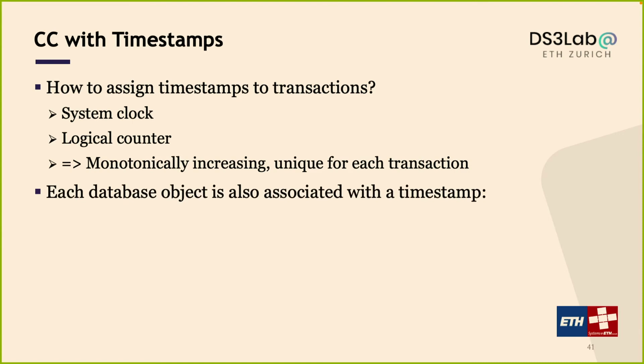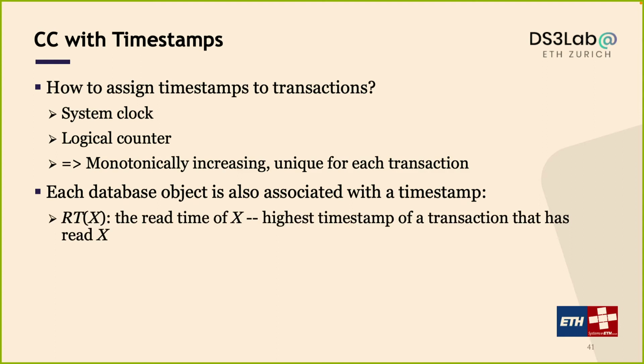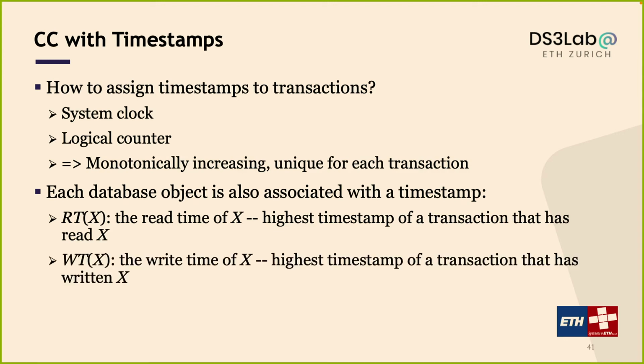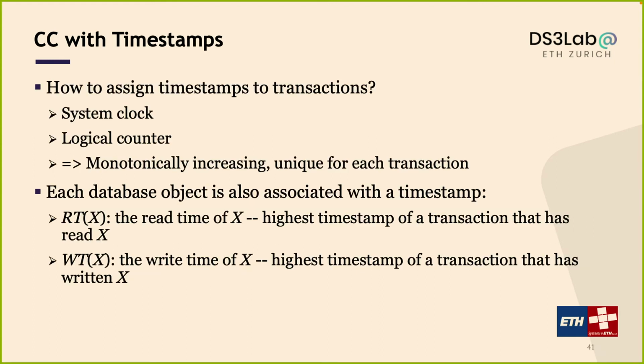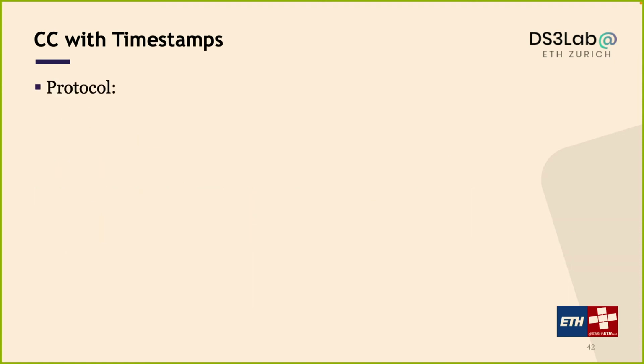And then each database object is also associated with a timestamp. The read time of X is the largest timestamp of a transaction that has read X, to make sure I do not read into the future. Okay? You have write time of X, which is the largest timestamp of a transaction that has written X. Once I have this, whenever I'm trying to read or write an object, I have a way to test whether I'm reading from the future or not. If I'm reading from the future, I need to kill this transaction. Otherwise, I let everyone proceed. If the non-serializable behavior is really, really rare, highly likely the number of rollbacks I'm going to have in the system is very small.